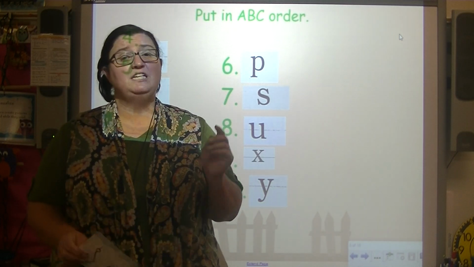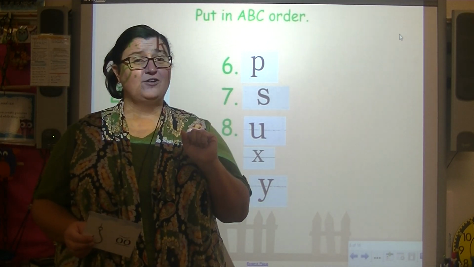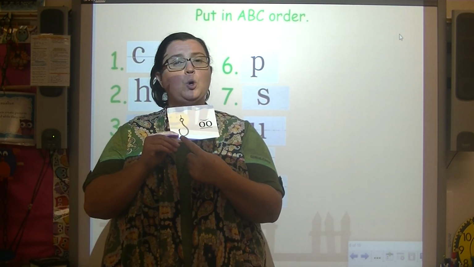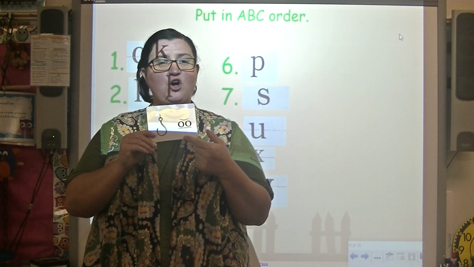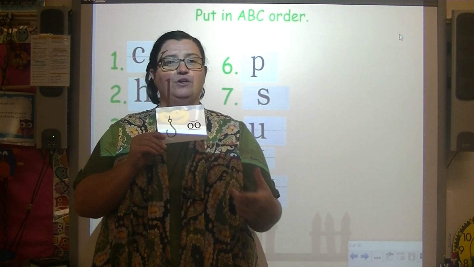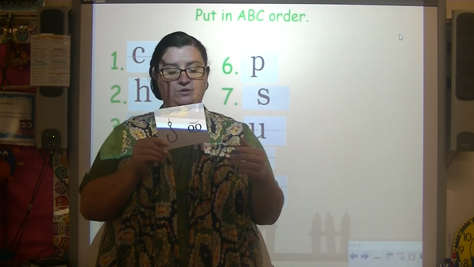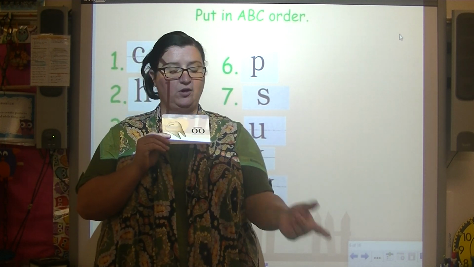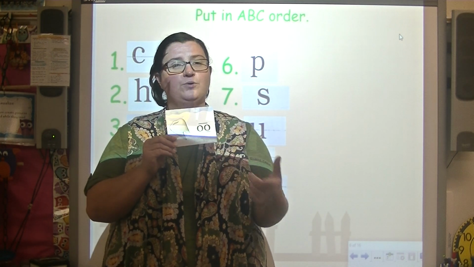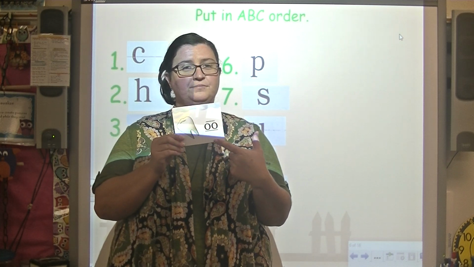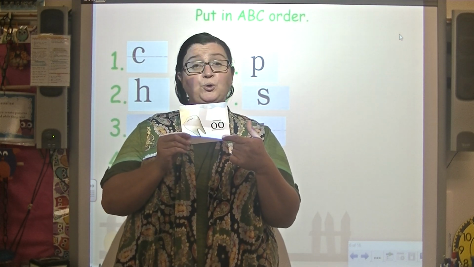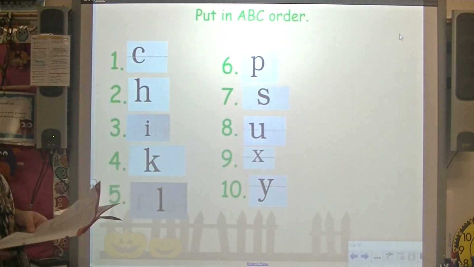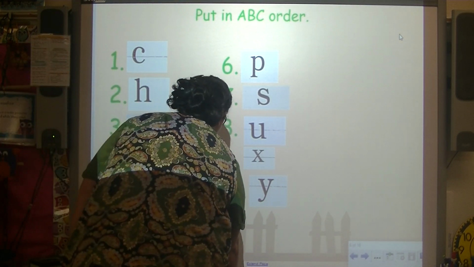All right, review from yesterday. Digraph O-O makes two sounds. First sound, get ready. Hook, digraph O-O. Yes, ooh. Next one, tooth, digraph O-O, says, yes, ooh. All right, let's review your sounds, letters, and sight words.